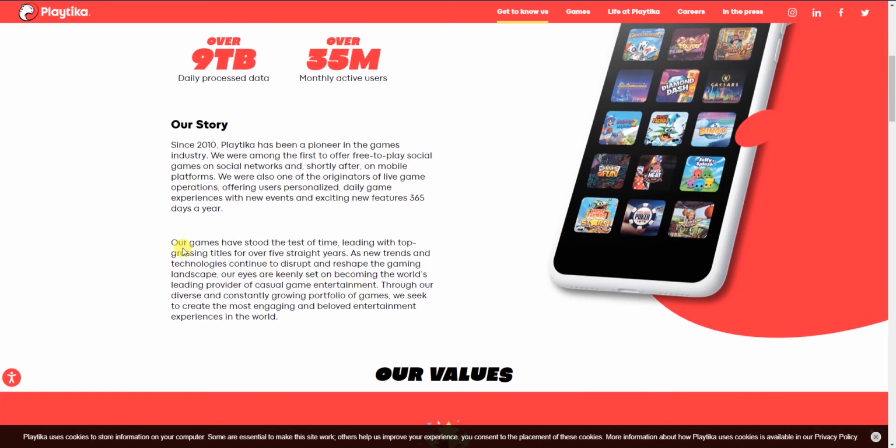I don't find it. I want to see the word money. As an investor, I'm kind of greedy.